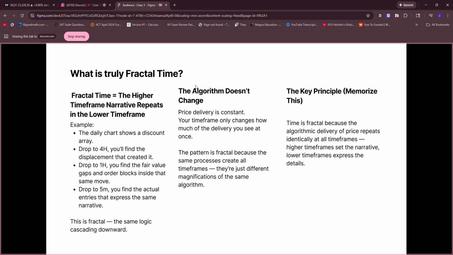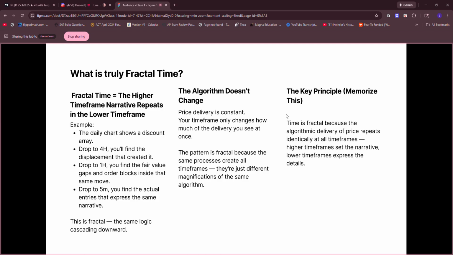So the algorithm doesn't change. It really doesn't. Price delivery is constant. Your time frame only changes how much of the delivery you'll see at once. If you think about it, a daily expansion candle is realistically on the 5 minute a huge move, right? Let's just say you're trading the 1 hour candle, right? You might only get a few pieces of the pie in that whole candle. But then on the daily time frame, you're going to see the whole move. So the pattern is fractal because the same processes create all time frames. They're just magnifications of the same algorithms.